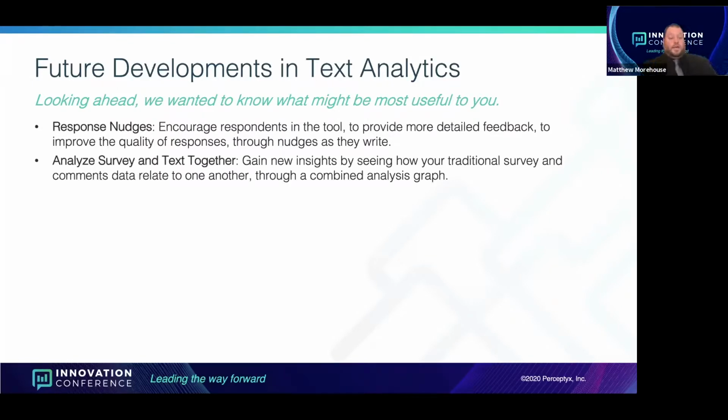Analyzing survey and text data together. Traditionally, the text data and the regular Likert scale data, agree, strongly agree, disagree, have been siloed apart. So, okay, I'm going to analyze all my typical survey items here. Okay, I'm done with that. Now I'm moving into the next silo and I'm going to look at my comments. Instead of having all that stuff separated, bring it all together in one place.